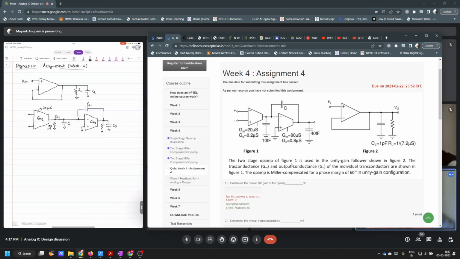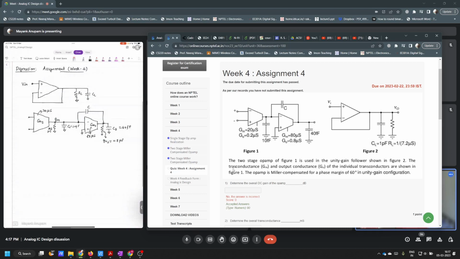What is C1? 10 femtofarad, right? And what is C, we do not know this. And gm2 is basically 80 microsiemens, and g naught 2 is equal to 0.8 microsiemens. Then this here is 40 femtofarad. CL is equal to 1 picofarad and RL is equal to 1 by 7.2 microsiemens.